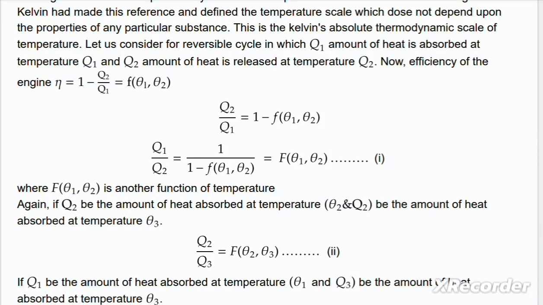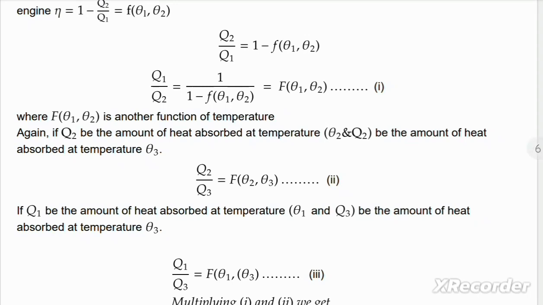Let us consider a reversible cycle in which Q1 amount of heat is absorbed at temperature theta 1 and Q2 amount of heat is released at temperature theta 2. Now the efficiency of the engine, eta, equals 1 minus Q2 divided by Q1, equals f(theta 1, theta 2). So Q2 divided by Q1 equals 1 minus f(theta 1, theta 2), and Q1 divided by Q2 equals 1 divided by (1 minus f(theta 1, theta 2)), equals f(theta 1, theta 2). This is equation 1, where f(theta 1, theta 2) is another function of temperature.